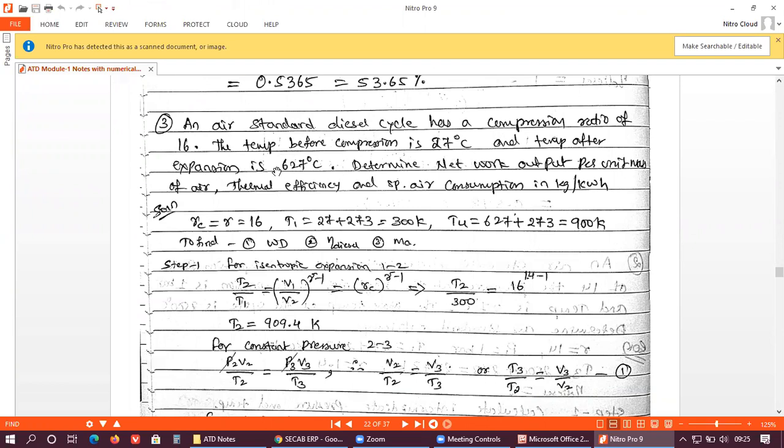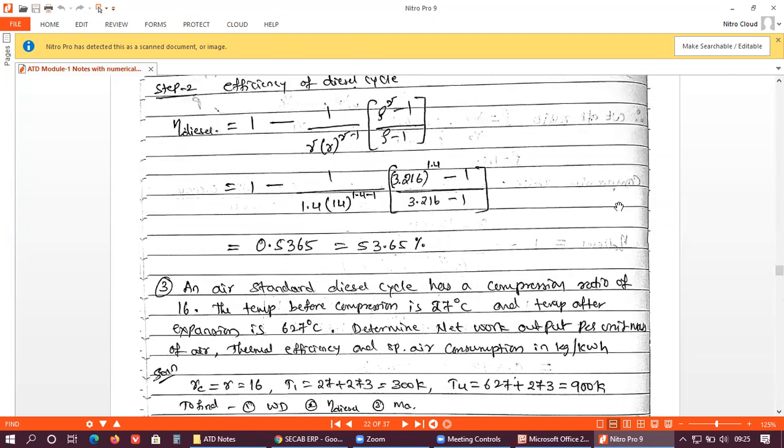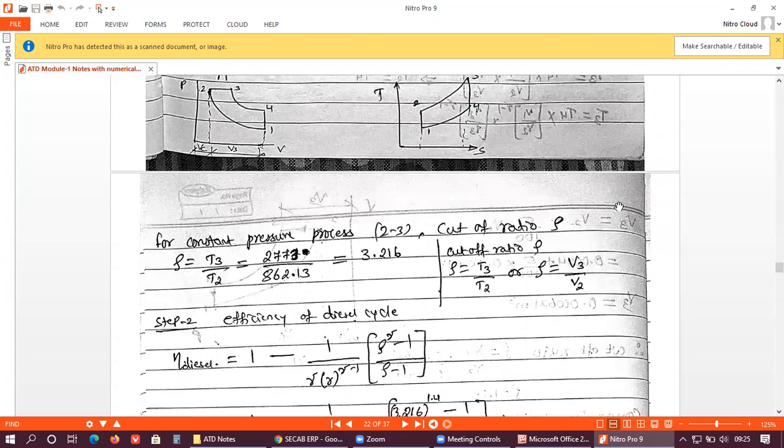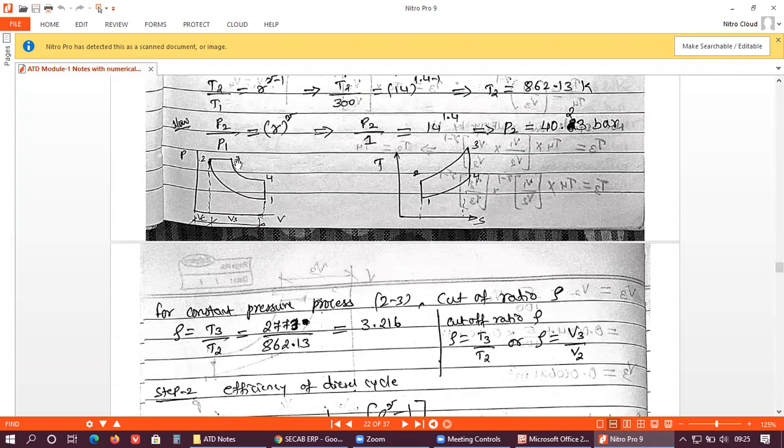And the temperature after the expansion process is 627 degrees Celsius. So what is this 627? It is the temperature after the expansion process. Again, come to this: from 3 to 4 it is the expansion process on the PV diagram. So at the end of the expansion process, the temperature is T4. Hope you are getting it now.